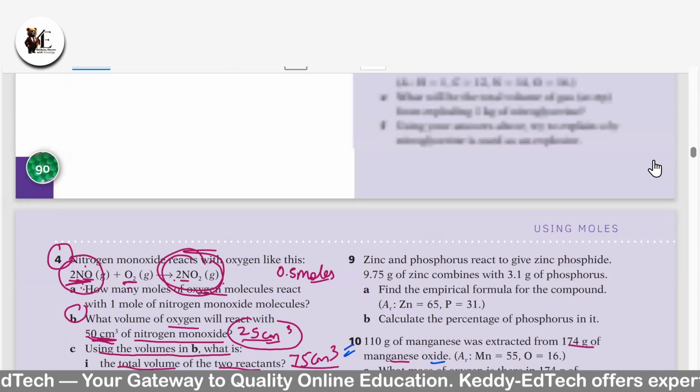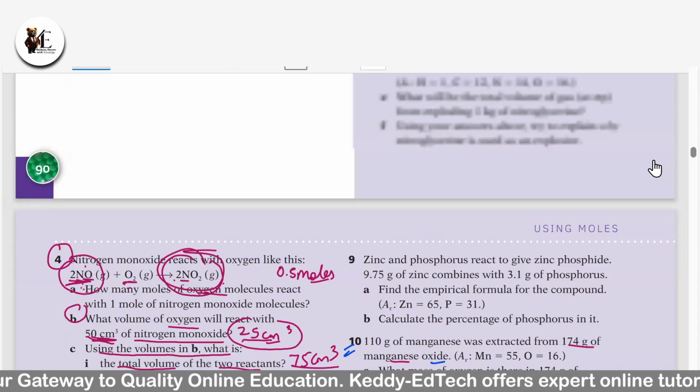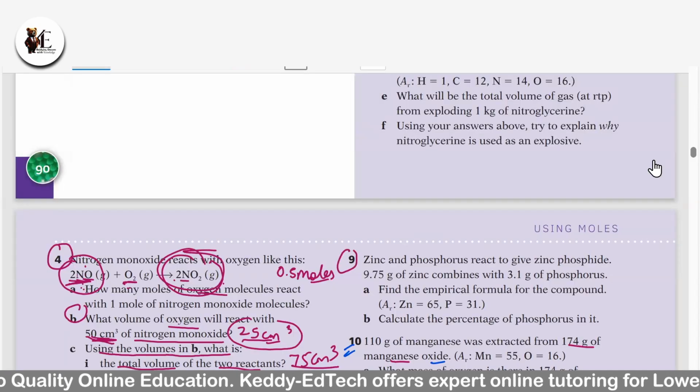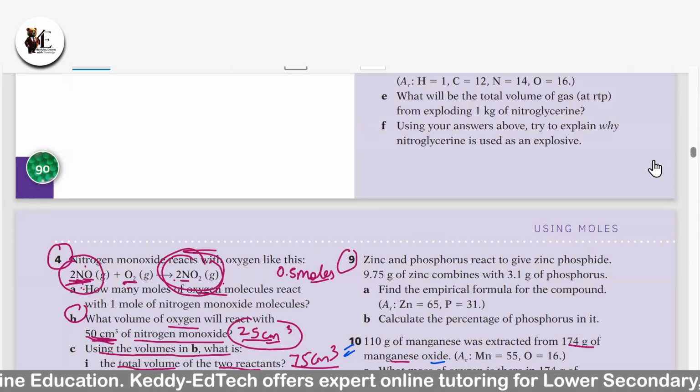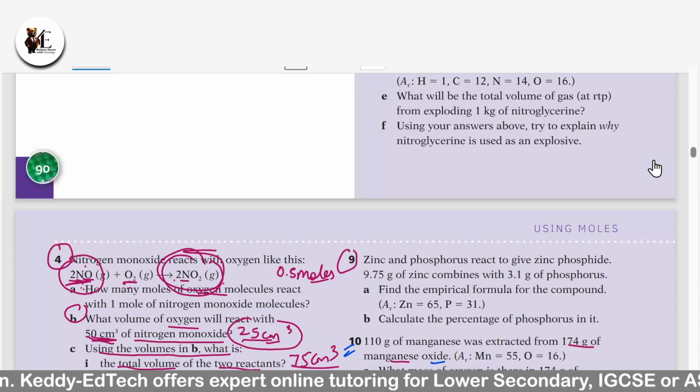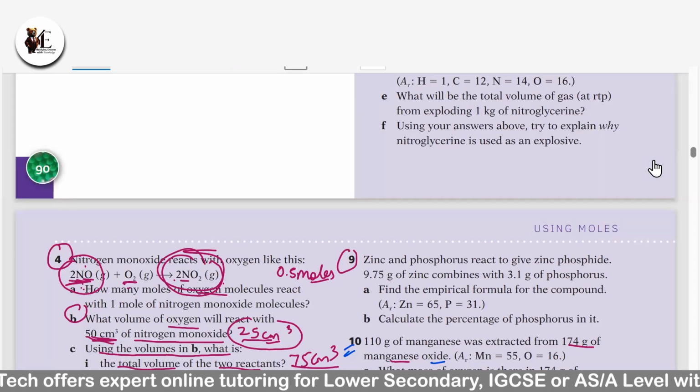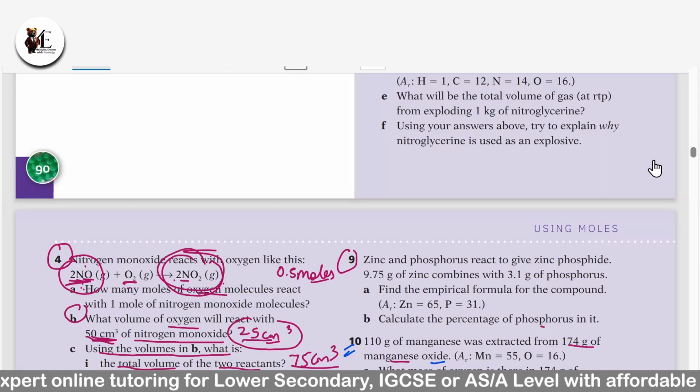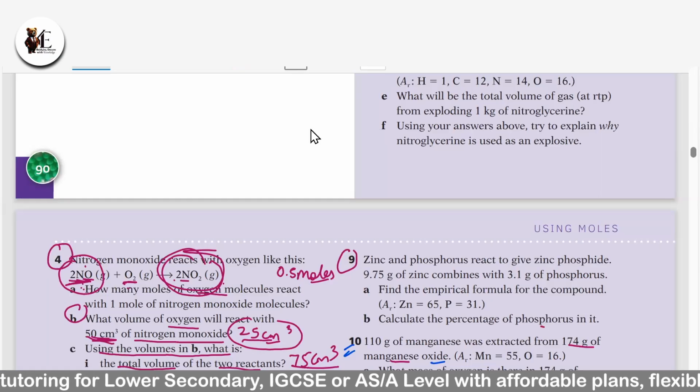Solve question number 9 also. Zinc and phosphorus react to give zinc phosphide. 9.75 gram of zinc combines with 3.1 grams of phosphorus. Find the empirical formula for the compound and calculate the percentage of phosphorus in it. Let me just bring it down.